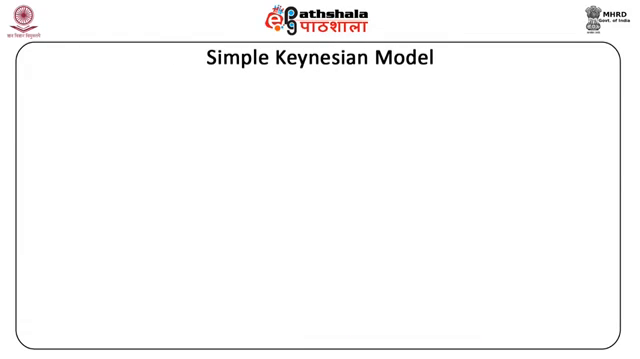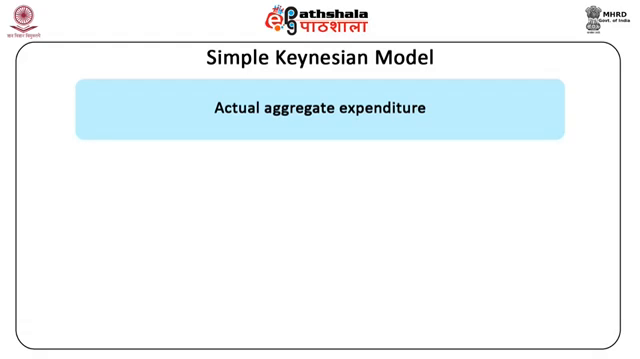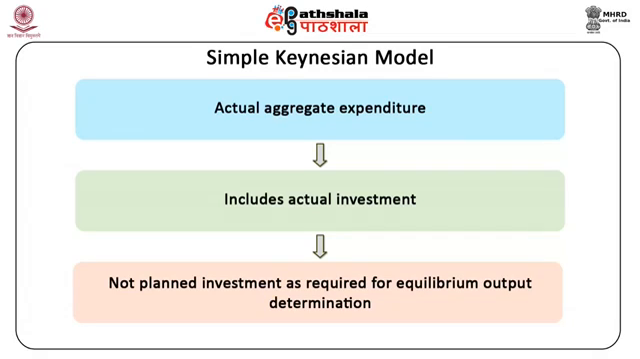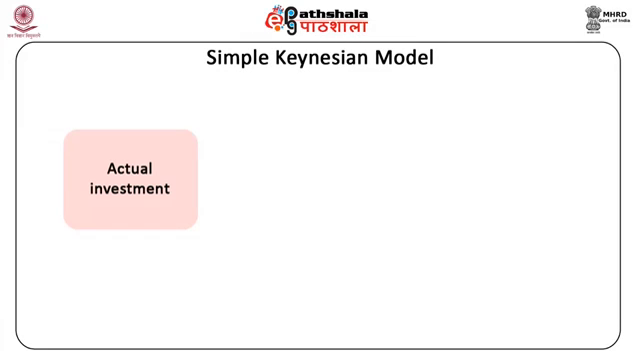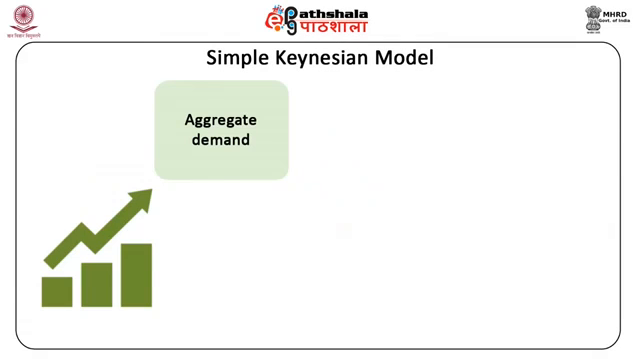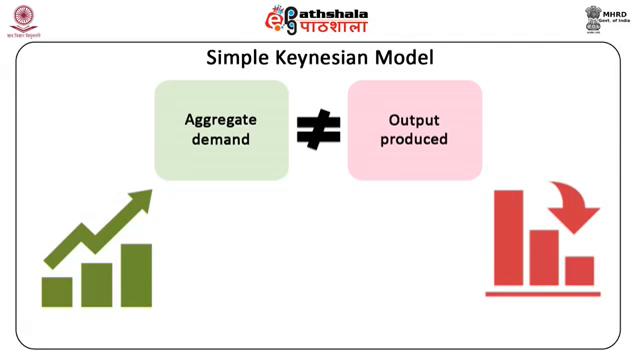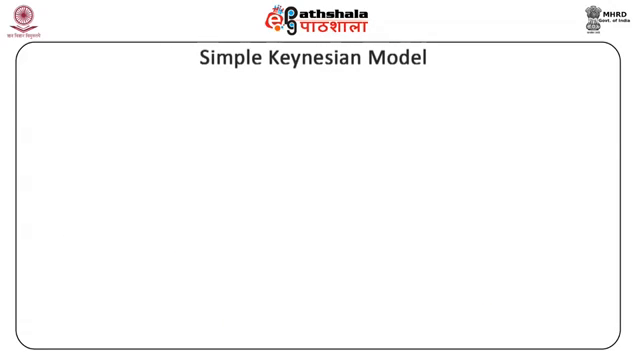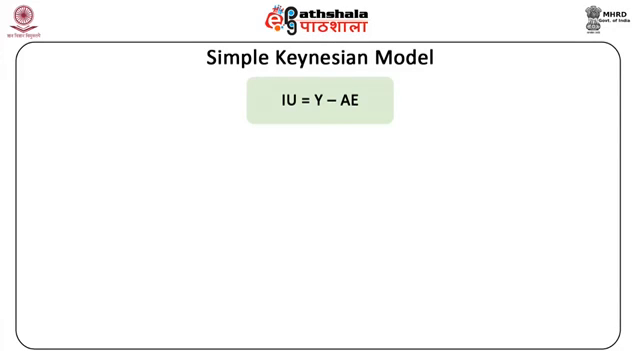Aggregate expenditure defined above is planned, desired or intended, and is different from the actual aggregate expenditure measured in an accounting context. Actual aggregate expenditure includes actual or realized investment and not planned investment, as required for equilibrium output determination. Mathematically, actual investment, IA, is equal to planned investment, I, plus unplanned investment or unanticipated change in inventories, IU. When aggregate demand, the amount people want to buy, is not equal to output produced, Y, there is unplanned inventory investment or disinvestment. This can be written as: unplanned inventory equals output produced minus aggregate demand.